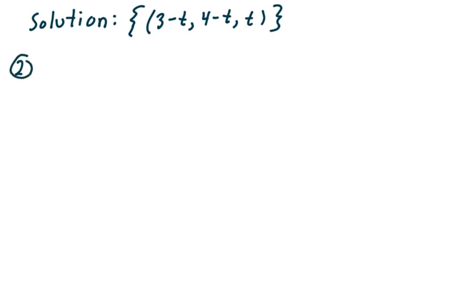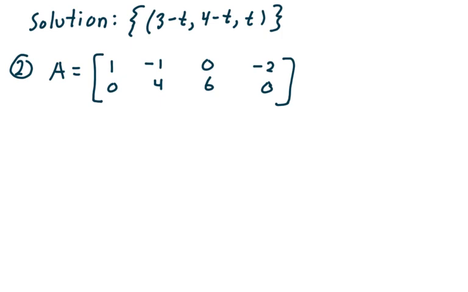Let's take a look at 2. Now, A is the matrix 1, negative 1, 0, negative 2, 0, 4, 6, 0. And we want the trace of A transpose.